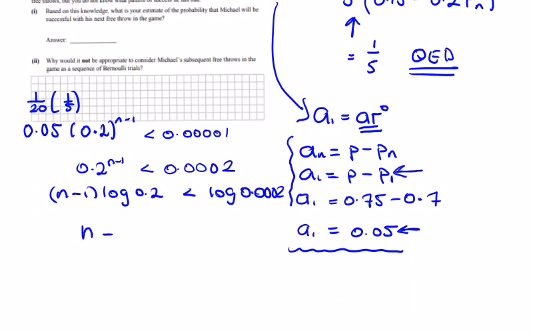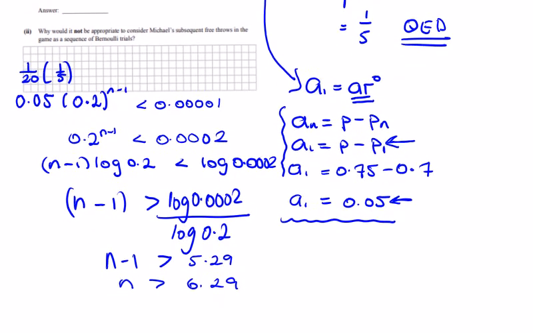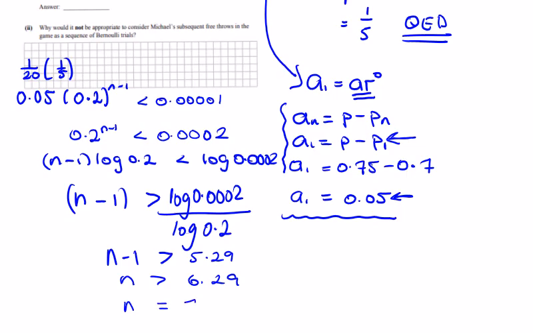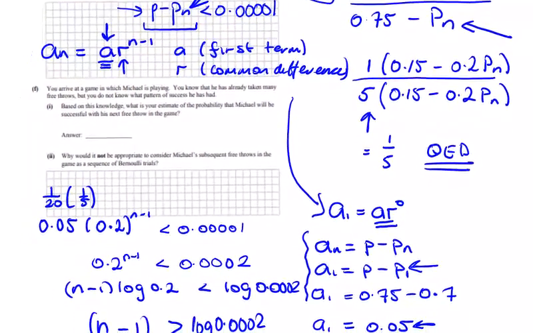So if we're dividing by the log of 0.2, which is negative, we're going to have to reverse that symbol. N minus 1 is greater than the log of 3 zeros and a 2 over the log of 0.2. So that's going to give 5.29. N minus 1 is greater than 5.29. N is greater than 6.29. So n in this case must be equal to 7. What were we asked? Find the smallest value for n. And n needs to be a natural number.